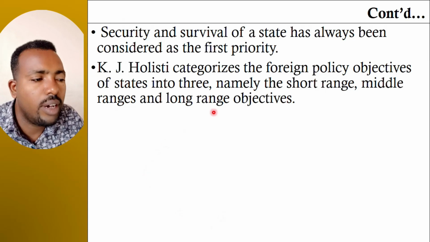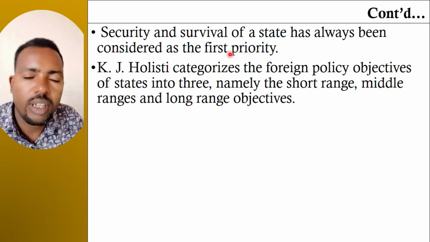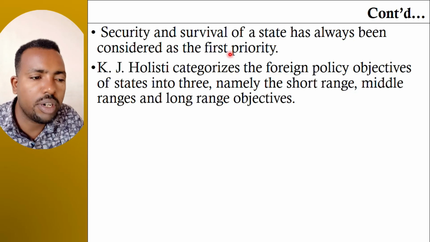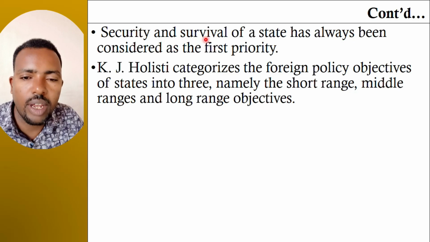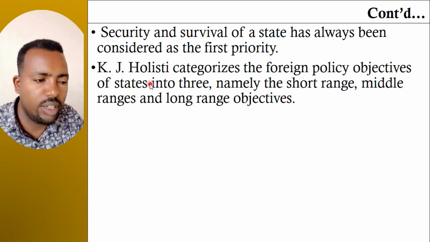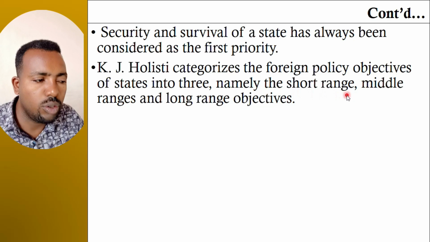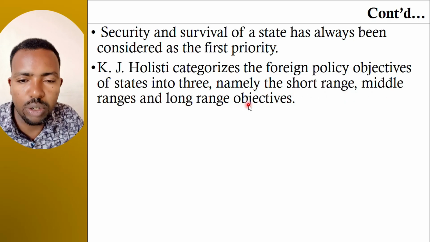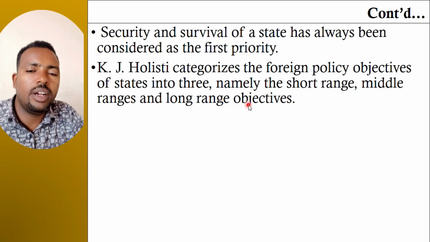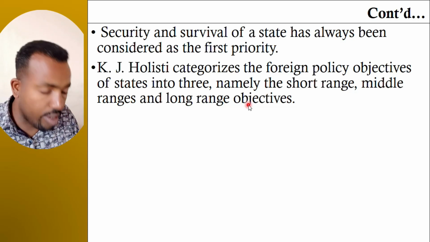Security and survival of the state has always been considered the first priority. States give first priority to the security and survival of the state. K.J. Holsti, one of the scholars in the field of foreign policy and international relations, categorizes the foreign policy objectives of the state into three: short range, mid range, and long range objectives. And there are also some factors attached to these categorizations that we're going to see. Let us see.